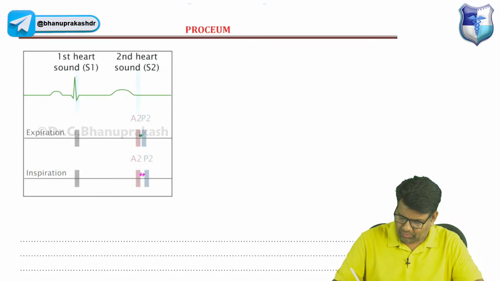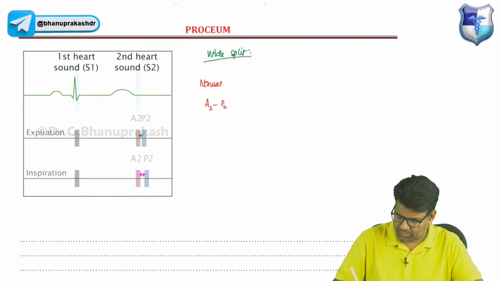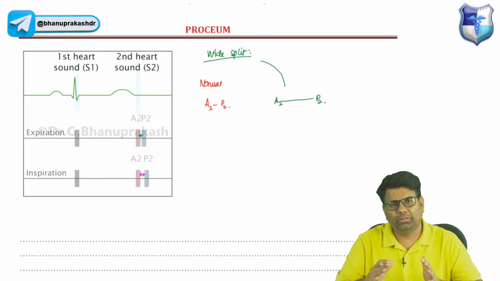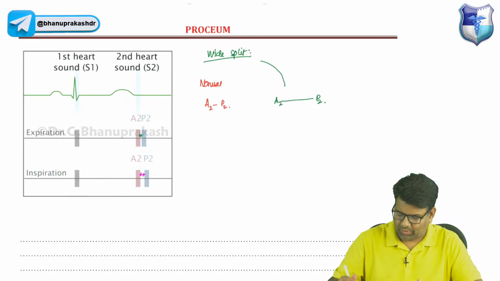Now, if I'm using the word wide split, it means the normal gap which was seen in both phases of respiration will increase further. Right? So suppose in normal, this was A2 and this was P2. Now what will happen in wide split? A2, P2, right? So the gap between the two components of the second heart sound will be more. So this is wide split.